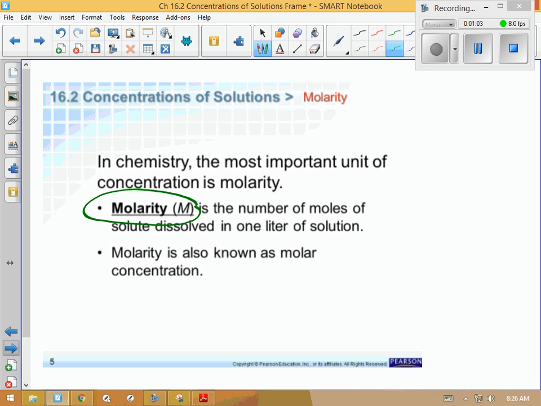This is the concept that chemists use for discussing concentration of solutions: molarity. Big M, okay? We write it as a big M. Molarity is the number of moles of a solute dissolved in 1 liter of solution, okay? So what we have is moles of solute over liters of solution.